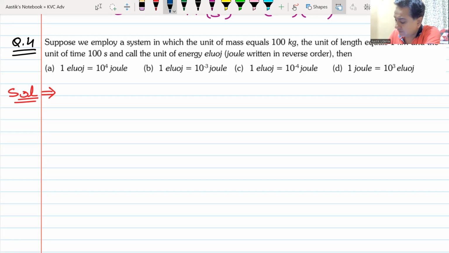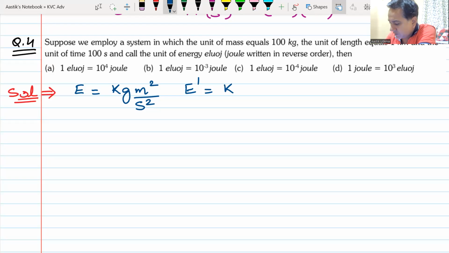So, how do we go about this? The original unit of energy. The unit of energy is half mv square kinetic energy, potential energy, or it is force multiplied by distance. Whatever way you look at it, the original unit is kg meter square per second square, which you can also call joules. The new unit is E dash, so that will become kg dash m dash squared divided by s dash squared. Now what you got to do is just put the values.